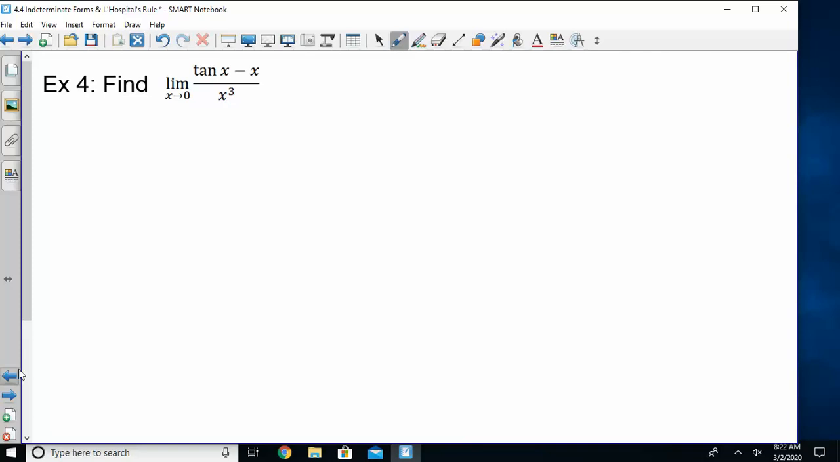So the limit as x approaches 0 of tangent x minus x over x cubed. So if we plug in a 0, tangent of 0 is 0. Remember the hand trick, tangent square root of the top over square root of the bottom. So 0 minus 0 is just going to 0. 0 cubed is 0. So this is our indeterminate form, so we can do L'Hopital's.